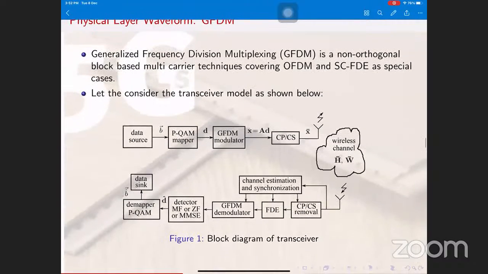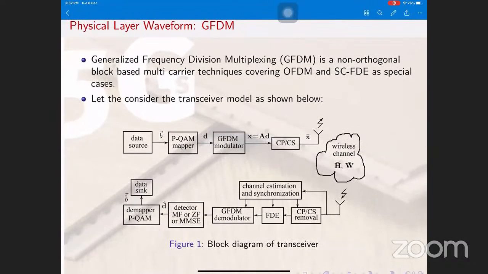Now come back to GFDM. I explained the physical layer; the new waveform is GFDM. I said it is a non-orthogonal block-based multi-carrier technique, and it actually covers OFDM and single carrier frequency division equalization as special cases.